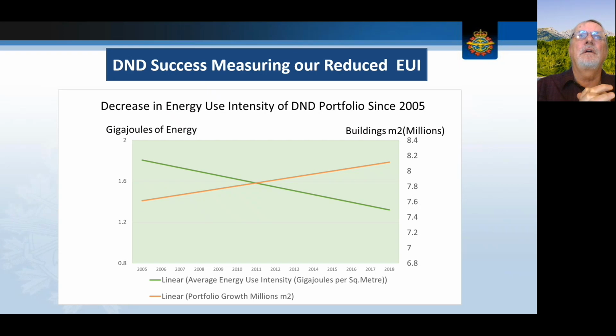But what you can see here, these two lines, the orange line is our portfolio growth, which has gone up from 7.6 million to 8.2 million of heated or conditioned space. And then the green line is the consumption of energy. So we've been successful, despite growth in the portfolio, in reducing the consumption on a per square meter basis. And that's kept our consumption in check.